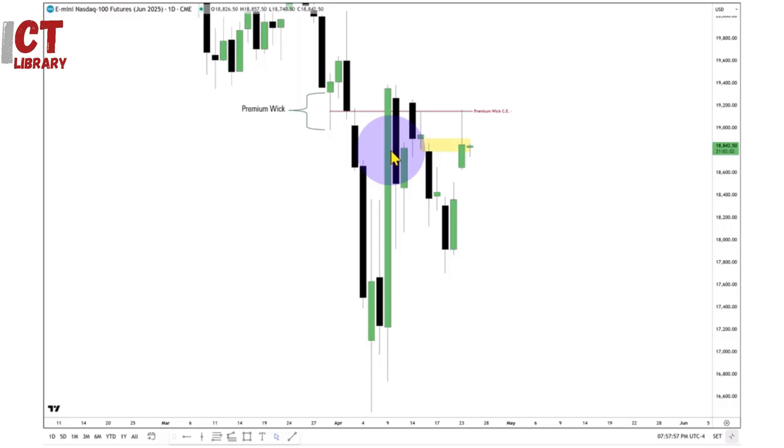Okay, so let's go in with these two PD arrays in mind. Premium wick consequent encroachment of this candlestick right here on the daily chart for NASDAQ June delivery contract 2025, and this volume imbalance right here. Okay, those are the only two reference points on the daily chart that I'm going to have on the lower time frames.